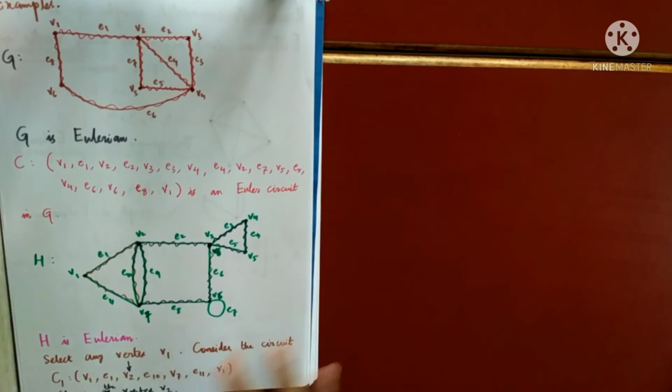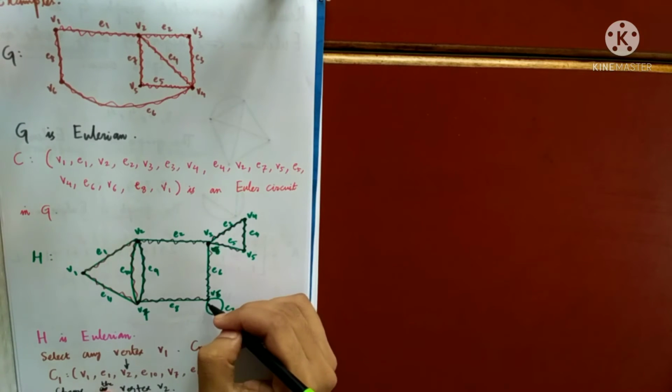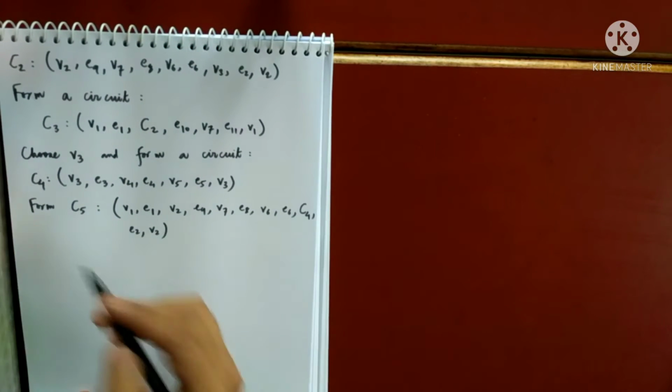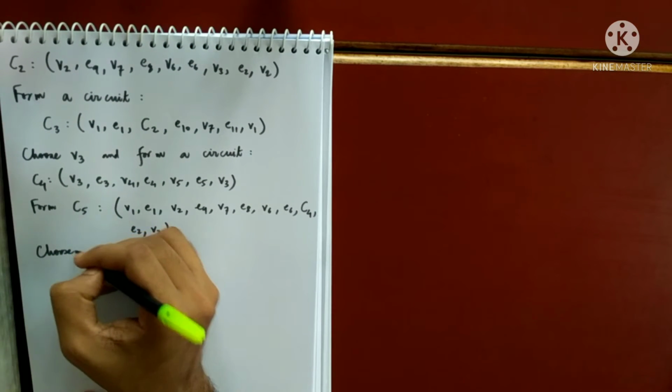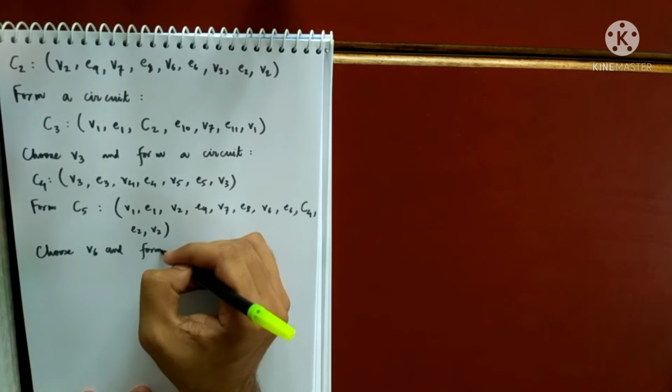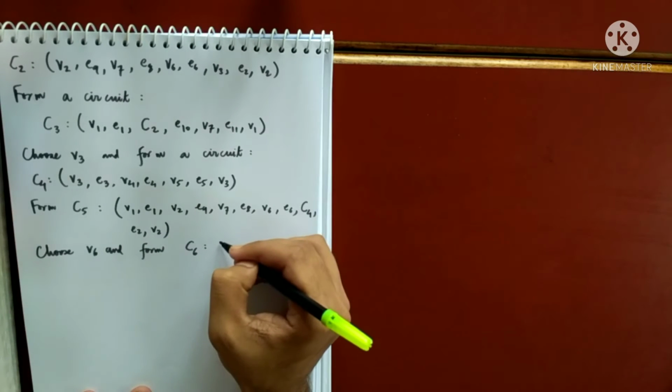Now let's see whether this circuit contains all the edges or no. No, it does not contain all the edges. One edge is remaining. And again, that is very simple. Consider V6 and consider this loop. So V6, E7, V6. So now choose V6 and form C6 like this.